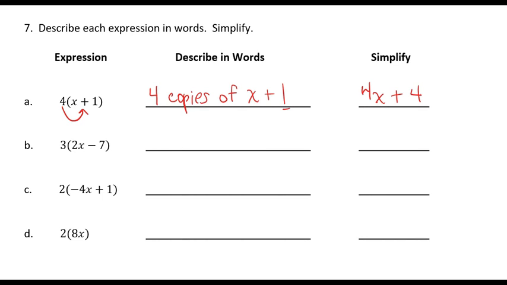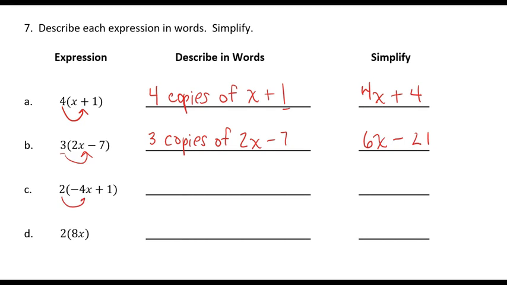If I look at the next problem, now I have a 3 on the outside of the parentheses, which means I need 3 copies of everything on the inside. So I need 3 copies of 2x minus 7. Well, if I have 3 copies of 2x, that would give me 6x, and I'm going to subtract 3 copies of 7, which would be 21. So 6x minus 21 is the simplified version.